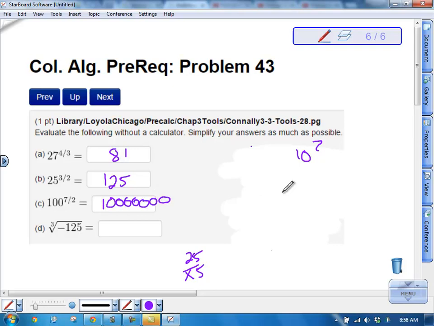All right, next one wants the cube root of negative 125. That's going to be negative 5. You can take the cube root of a negative number, because keep in mind, -5 times -5 times -5 gives you, double negatives cancel, and you get -125. So to go backwards, the cube root of -125 is -5.